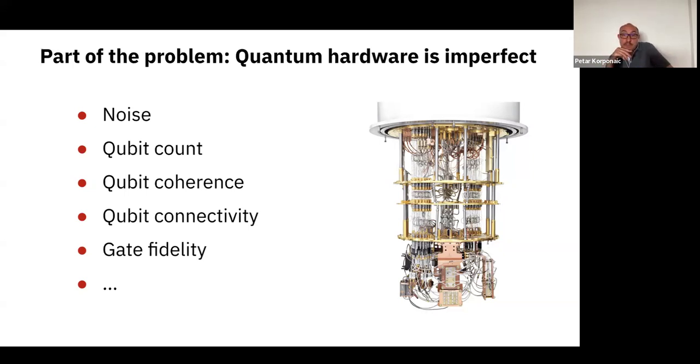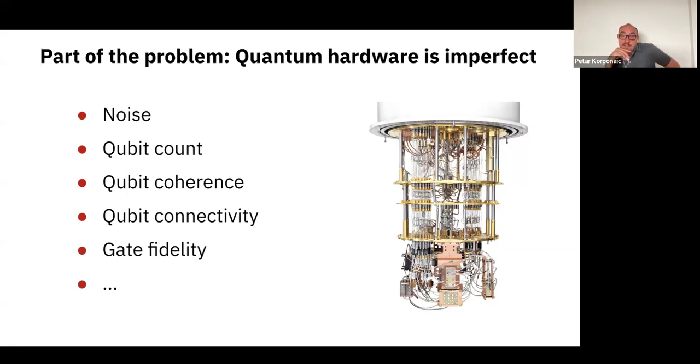Then we have connectivity. In order to perform computation, we need to have connections between qubits. Like in a classical computer, we can use multiple bits for computation. In the same way, we need to use multiple qubits for computation. And because of the technology with which quantum processors are made, not all qubits can talk with each other. So this is also a limiting factor.